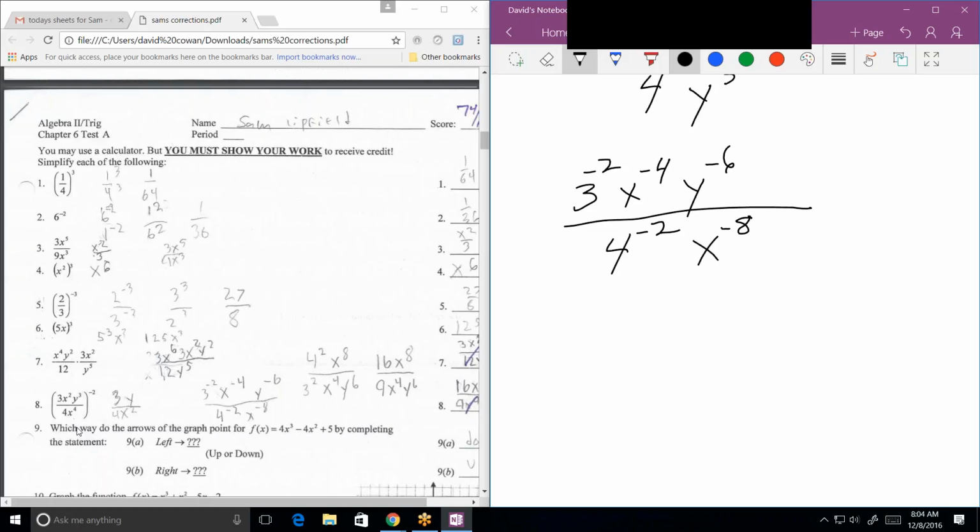Now I'm ready to combine everything. Well, everything has a negative exponent, so let's just switch it all. I'm going to put the 3 squared down there. I'm going to put the x to the 4th down there. I'm going to put the y to the 6th down there. I'm going to put this 4 to the +2 up there. I'm going to put this x to the +8 up there. Now come up with your numbers. That's 16 over 9.